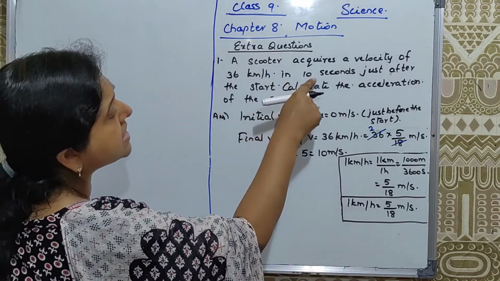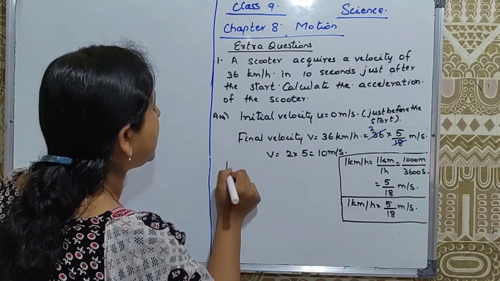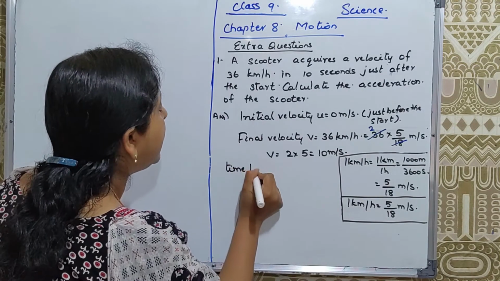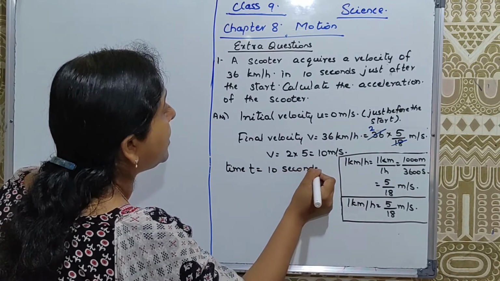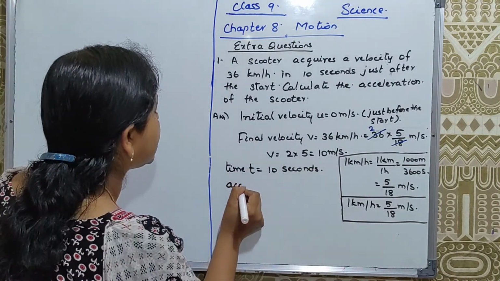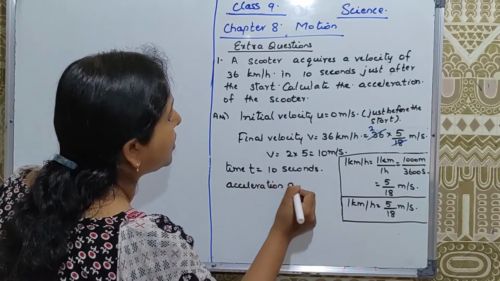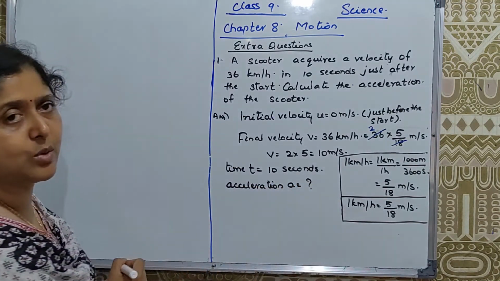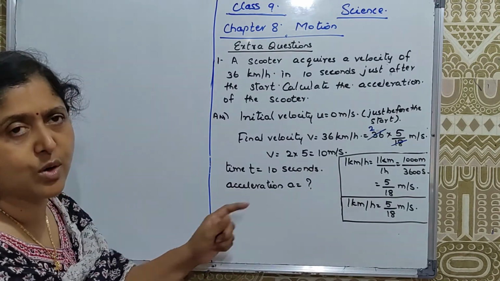In how many seconds is it acquiring its velocity? In 10 seconds. So time t equal to 10 seconds. Now you want to find out the acceleration of the scooter, acceleration a, question mark. Whenever you want to find out any unknown quantity, don't forget to put a question mark. So we wrote the given data, and what you had to find out also.